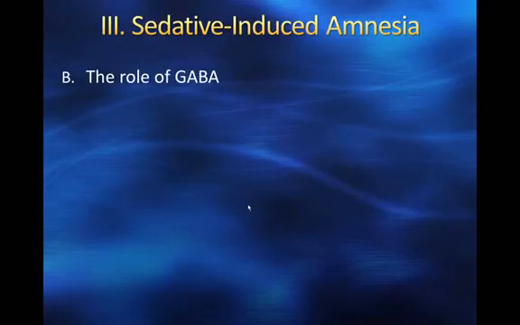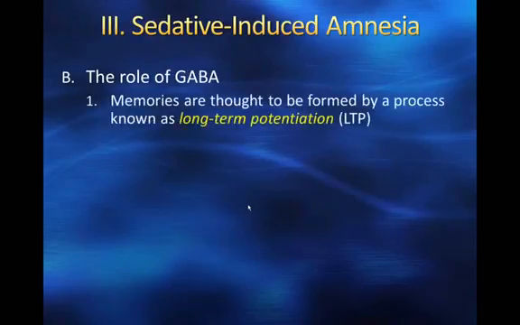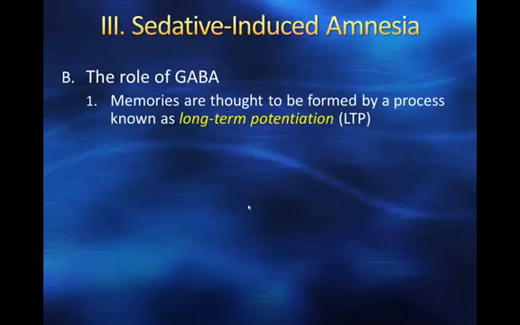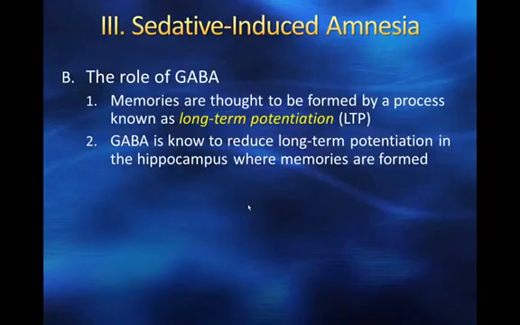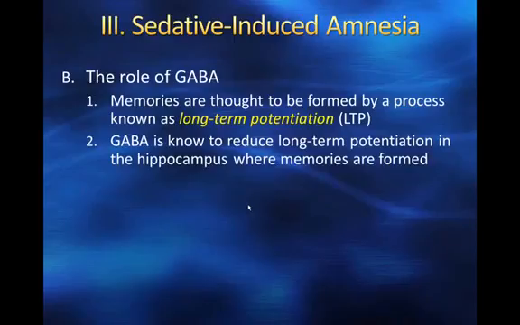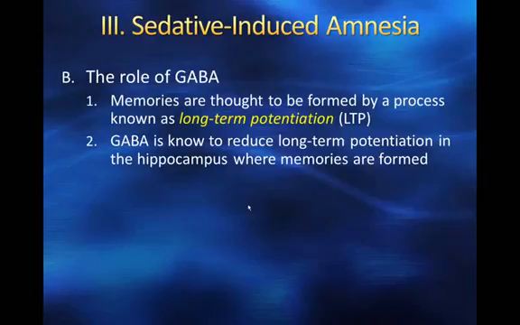GABA plays an important role in amnesia caused by these drugs. Memories are thought to be formed by a process known as long-term potentiation, or LTP. And GABA is known to reduce long-term potentiation in the hippocampus, where memories are formed. So we know that LTP is a significant neural process involved in the formation of longer-term memories. And we know that GABA can reduce that process. So whenever we increase the function of GABA, we end up reducing long-term potentiation and thus reducing the formation of memories. Again, this is important to understand when we're talking about these sedatives, because people under the influence of these drugs will have reduced memory functioning in general and can have significantly reduced memory functioning to the point of amnesia.